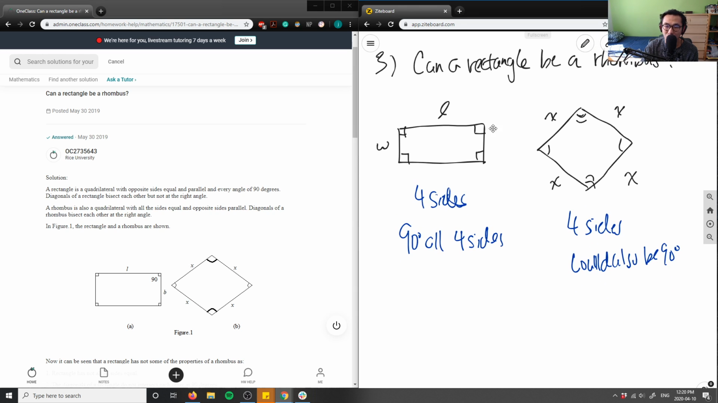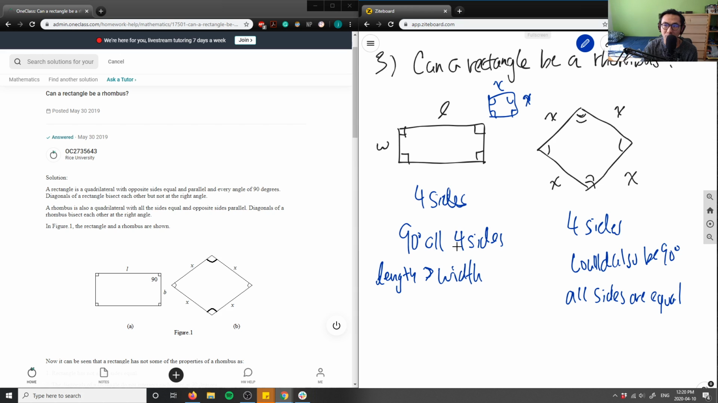And then we have the length of the sides. We care about the length of the side. In a rectangle, if the length was the same as the width, it would just be a square, right? Remember, a square has right angles on all 4 sides, and the length and the width are the same, so this is x and this is also x. But in a rectangle, the length has to be greater than the width. And in a rhombus, all sides are equal. So I just compared three properties of a rectangle and a rhombus.